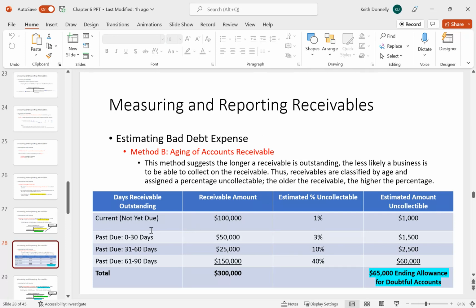Same idea here. If we have a bunch of accounts receivable, we're going to look at all of them and put them into buckets. How long have they been outstanding since we made the sale and the people haven't paid? Is it 0 to 30, 31 to 60, 90 days? Put them in the buckets. Then we assign a percentage to those buckets. The longer they've been outstanding, the higher the percentage is going to be. Cross multiply, 100 times 1, 50 times 3, add them together, foot them. That's going to give you 65,000 for your ending allowance for doubtful accounts.